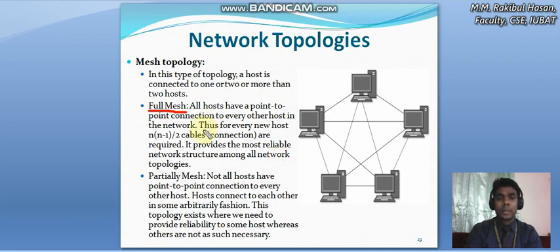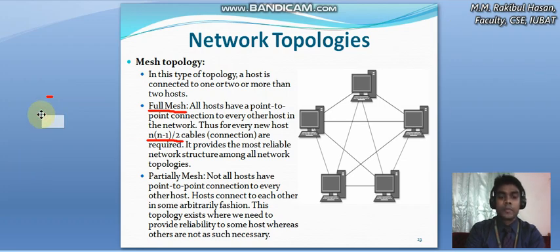They also mention that for every new host, this amount of cable is required. Here one formula is given: n into n minus 1, divided by 2. Suppose we have 5 computers: 1, 2, 3, 4, 5. Let me write it down here.